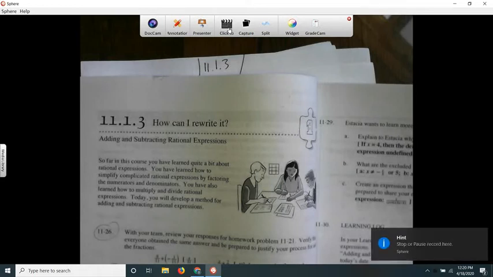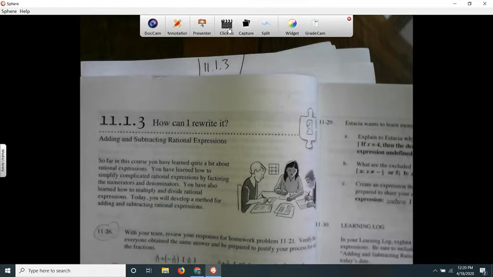Here's your Integrated 3 lecture part 1, 11.1.3. This is adding and subtracting rational expressions.